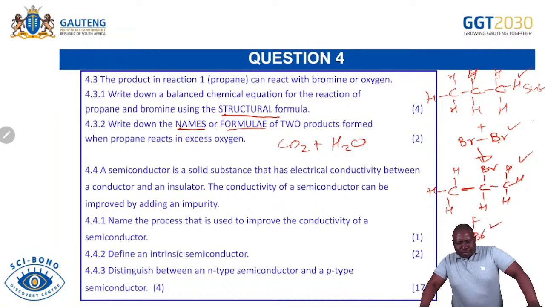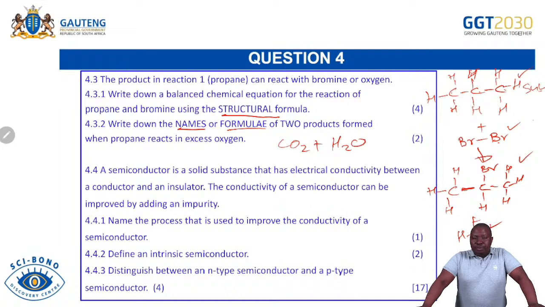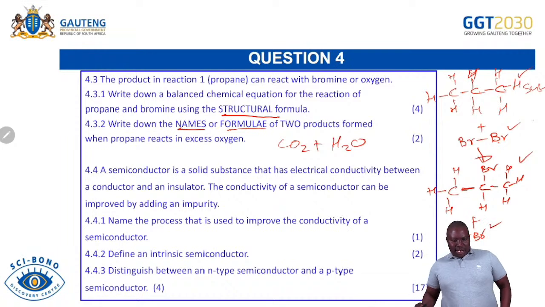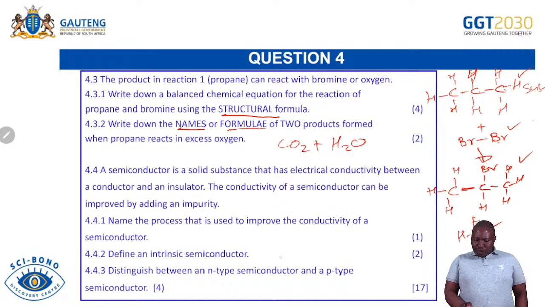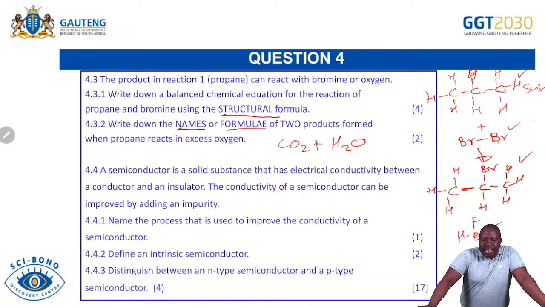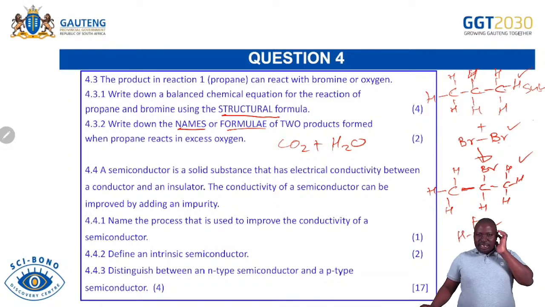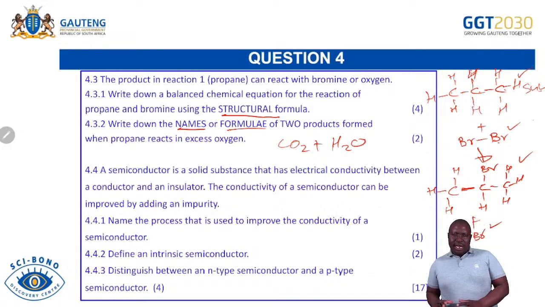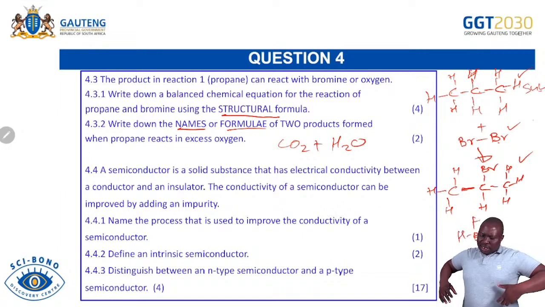Now, as we move, question 4.4, electronic properties of matter now. Remember we said this is part of matter and materials. So expect that you will have these questions that are asked here. A semiconductor is a solid substance that has electrical conductivity between a conductor and an insulator. Now, the conductivity of a semiconductor can be improved by adding an impurity. That's a good thing, because if you are having a semiconductor which is an intrinsic semiconductor, which means a pure semiconductor, when you bring it impurities, so you're having something clean.